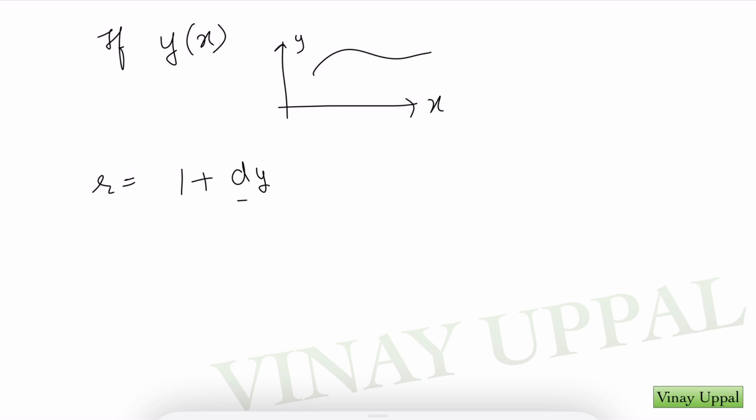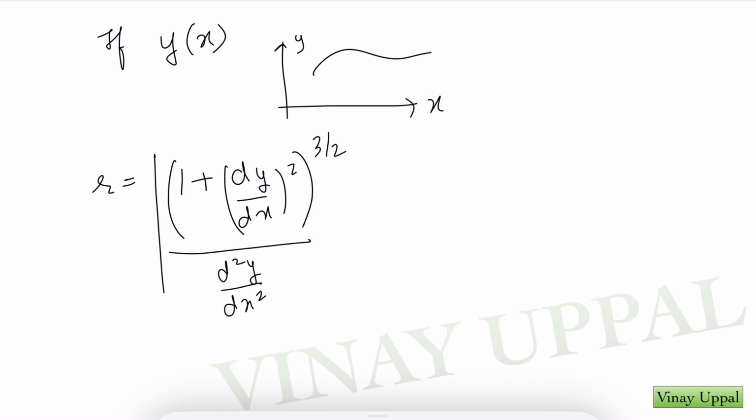Now, if you are given the equation of the trajectory y as a function of x, then the radius of curvature at any point is given as 1 plus dy by dx the whole square raised to 3 by 2 divided by d2y by dx2. So this is the expression for the radius of curvature at any point of the trajectory given y as a function of x. Now let's take a look at a question on radius of curvature.